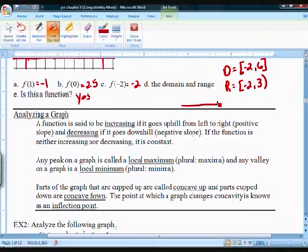Any peak is called a local maximum, or plural maxima. Any valley is called a local minimum, or plural, minima. We'll talk about all these with the next problems.